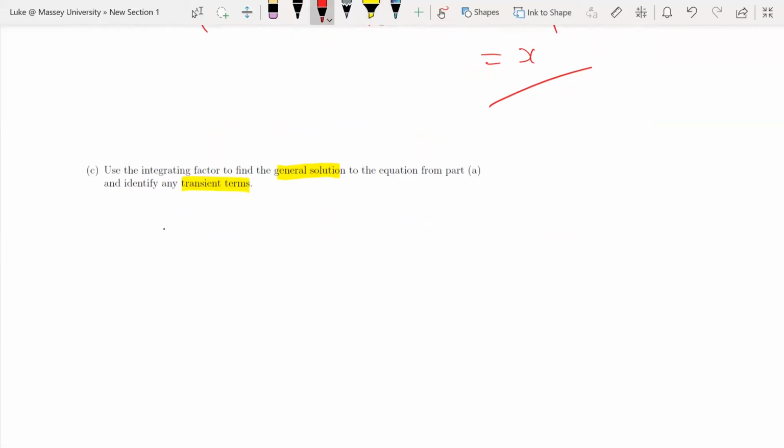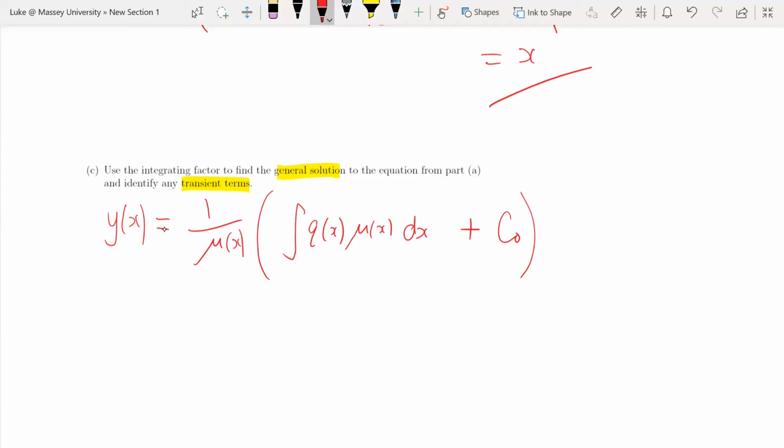So you may recall from the integrating factor part of the course, the way to solve linear first order differential equations is like so. The general solution is y of x equals 1 over mu, the integrating factor, times the integral of q of x, the right hand side of the linear differential equation, times the integrating factor, dx, plus, never forgetting your integration constant c naught. C naught is a constant.